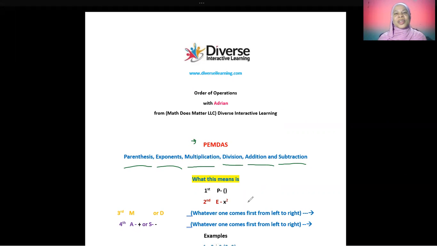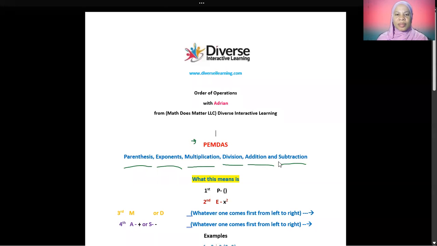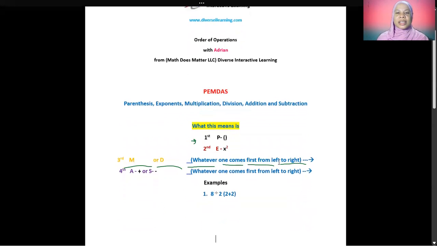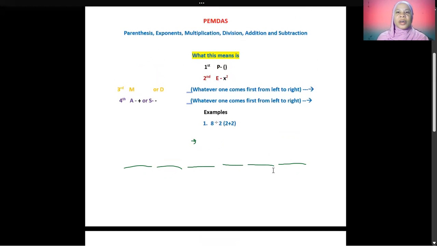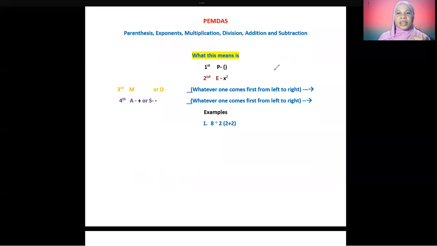Now, let me break it down and show you where the confusion comes about. Let me move this over for you. Let's go down some. Let me go back up, sorry. First, P stands for parentheses. I'll put the parenthesis sign there so that you can see it. And E stands for exponents.